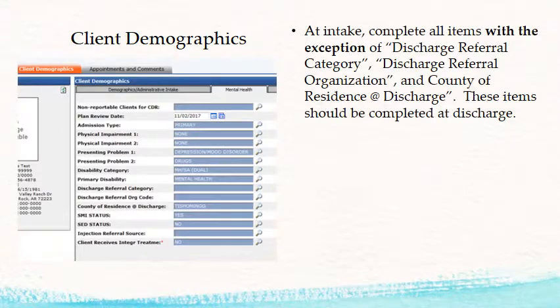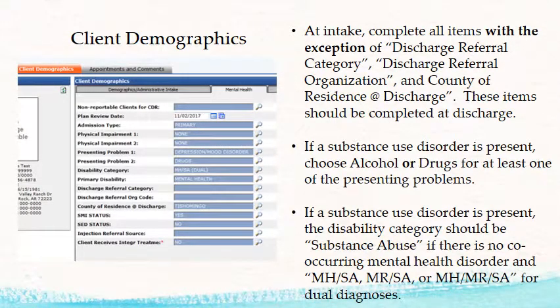So the client demographic section, just a few notes here for those clients who do have a substance use disorder. You'll want to choose alcohol or drugs for at least one of the presenting problems here. And for disability category, if they do have a substance use disorder only, you'll choose substance abuse as a disability category. Otherwise, if there is a co-occurring mental health disorder, you'll choose MHSA for dual diagnosis.